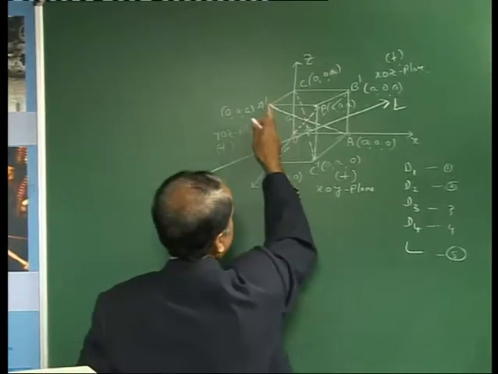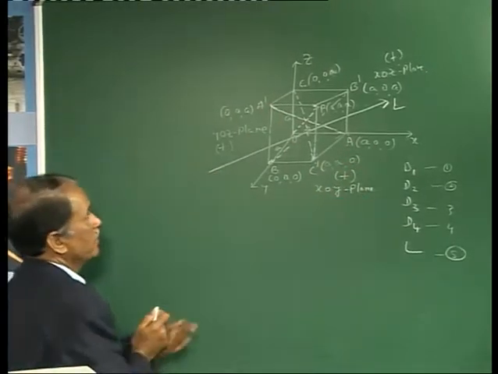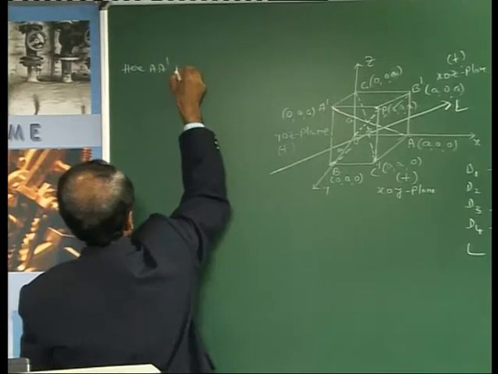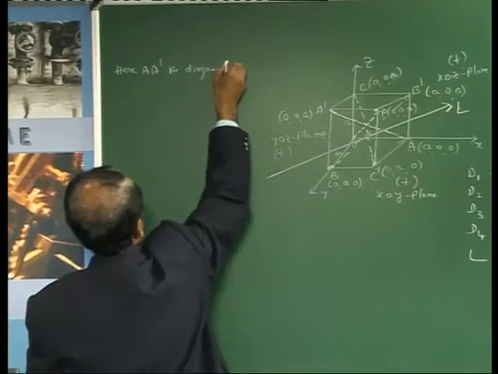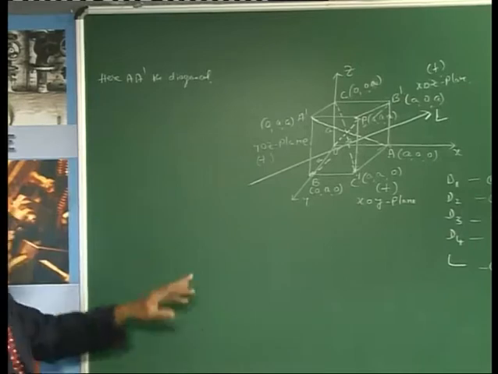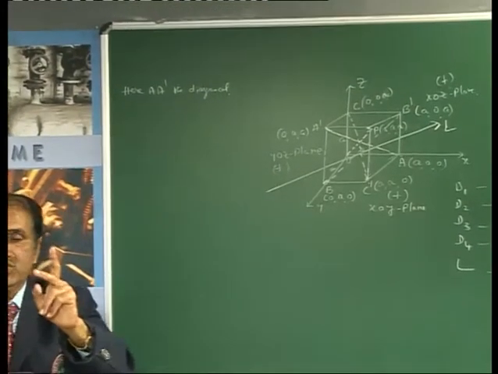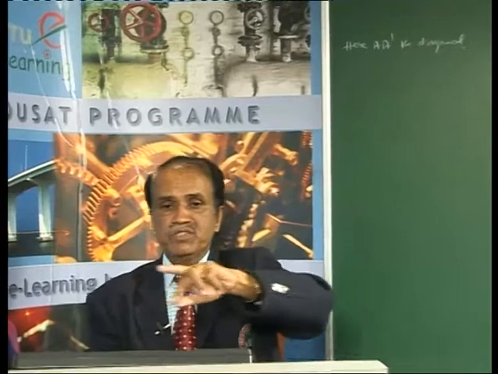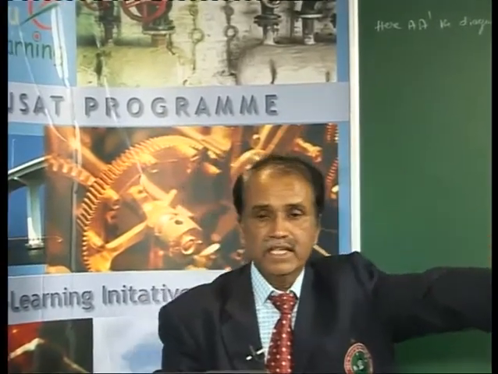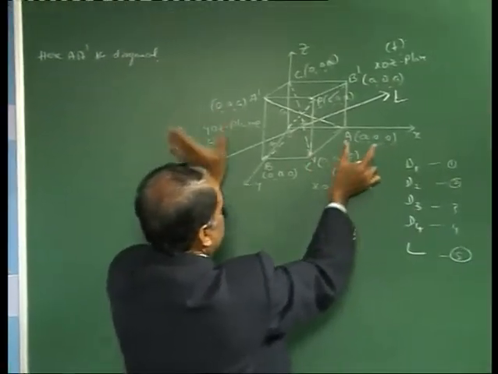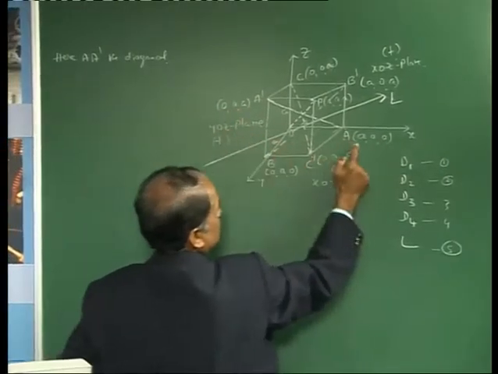Now, I take the coordinates of A and A dash, the diagonal, with the coordinates as sets: A, 0, 0 and 0, A, A. Carefully observe that when a straight line passes through two given points, as I explained on a few occasions in previous lectures, the direction ratios are given by x2 minus x1, y2 minus y1 and z2 minus z1. You treat this set of points as x1 y1 z1 and x2 y2 z2.